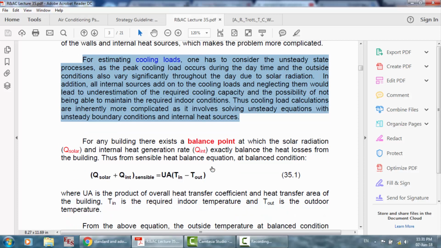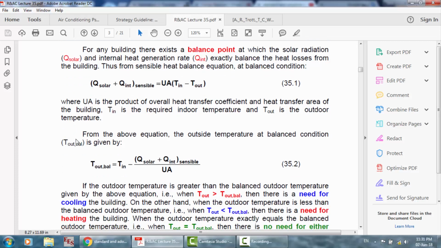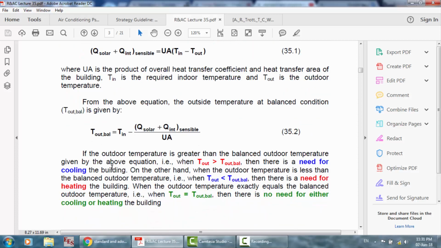For any building, there exists a balance point at which the solar radiation Q solar and internal heat generation rate Q internal exactly balance the heat losses from the building. So thus, from the sensible heat balance equation at balanced conditions, we have this. Where UA is the product of the overall heat transfer coefficient and heat transfer area of the building, T in is the required indoor temperature, and T out is the outdoor temperature. From the above equation, we can here get the outside temperature at balanced condition. We have here this equation.